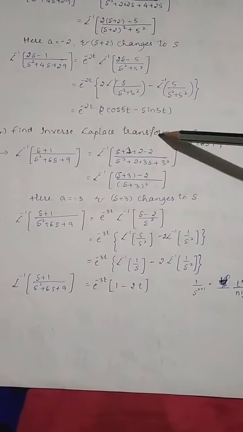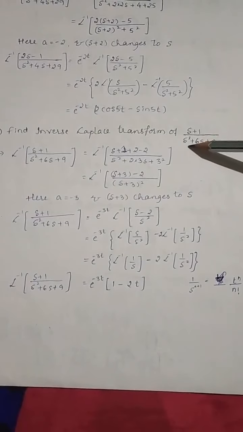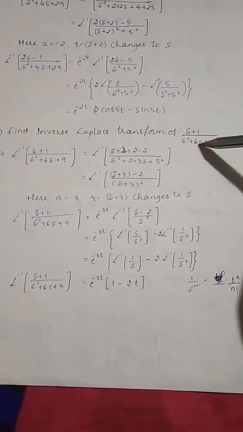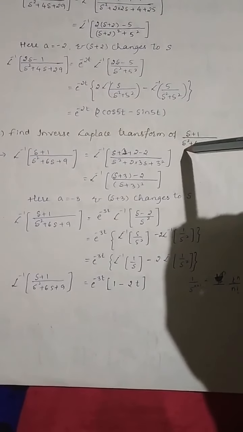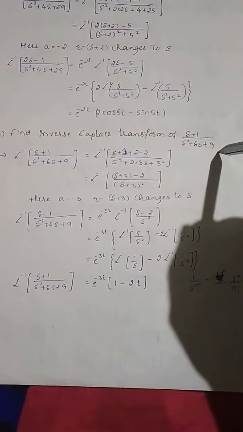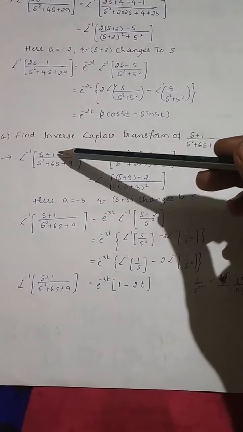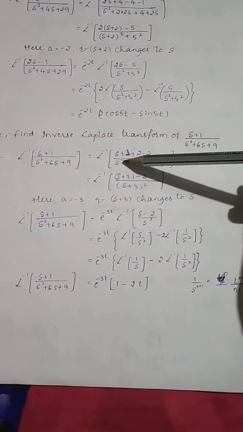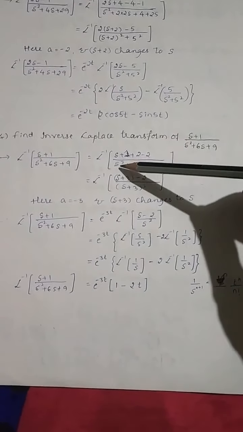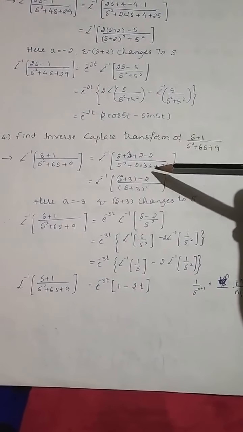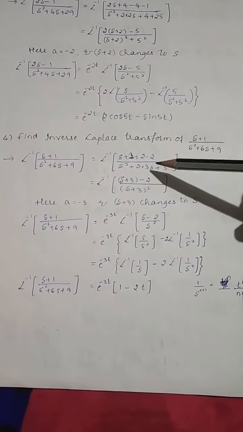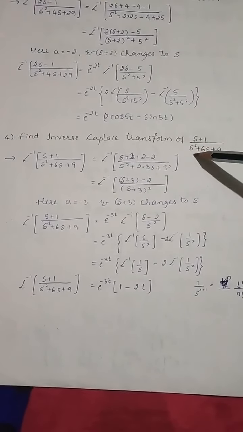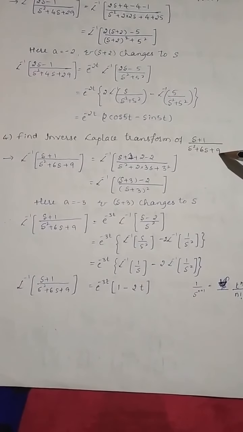Find the inverse Laplace transform of s plus 1 upon s square plus 6s plus 9. Now we need to make it a perfect square because it's a quadratic term. L inverse of s plus 1 upon s square plus 6s plus 9. First we need to simplify the denominator. That denominator gives us the s minus a term. Just concentrate on the denominator. You can see it is directly a perfect square term.